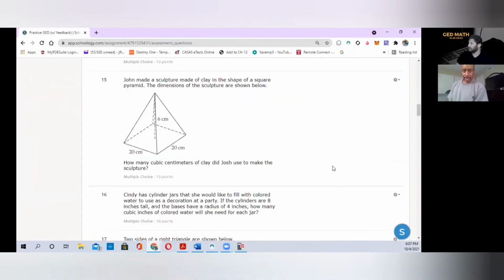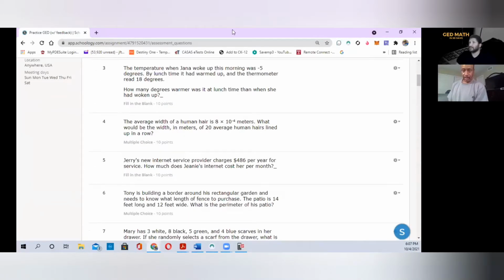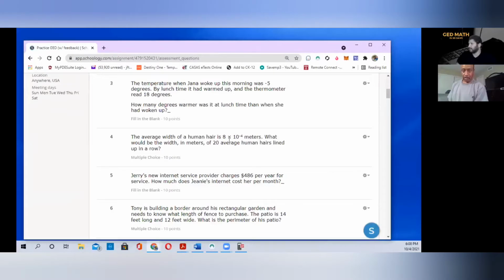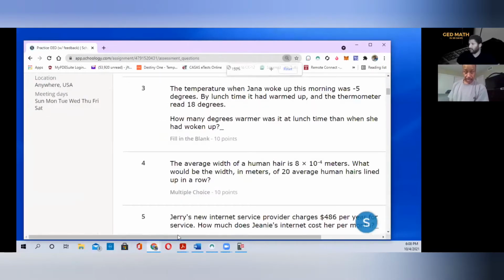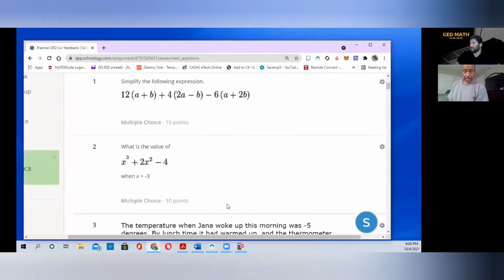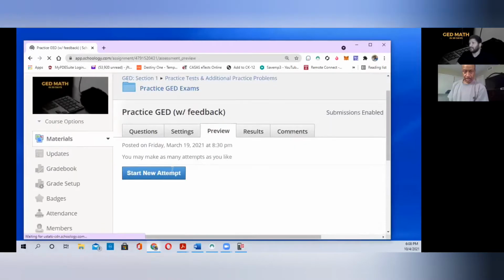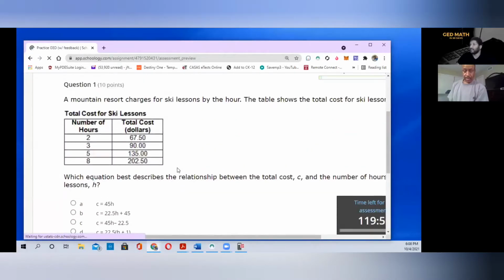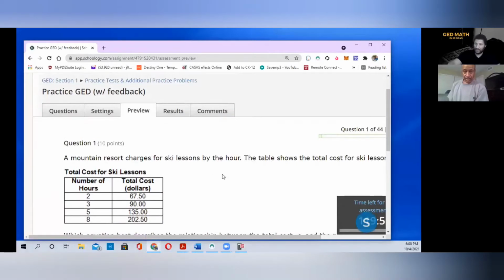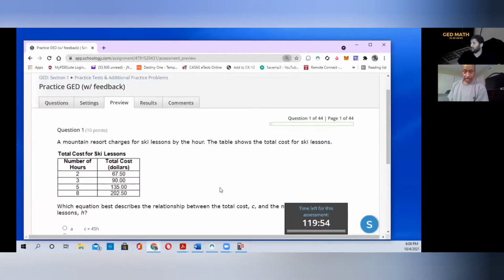Where is it? Let me bring this down a little bit. Here we go, right there. Let me increase this. Let me see if I can preview this. That was the human hair one. There we go. So let's preview it. Start a new attempt. Of course, this is not a new attempt for me because I'm the teacher, but that's what I didn't want to do. I wanted to be able to go to the problem.